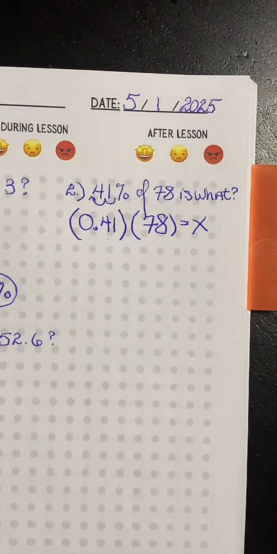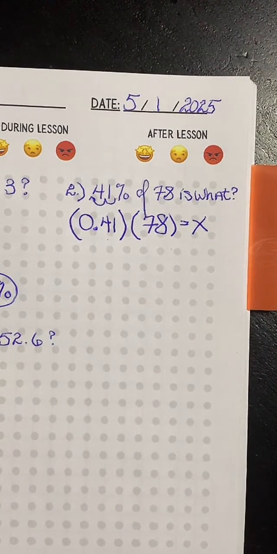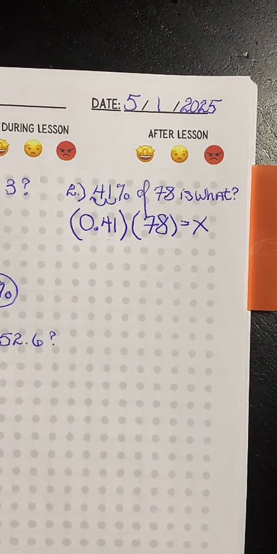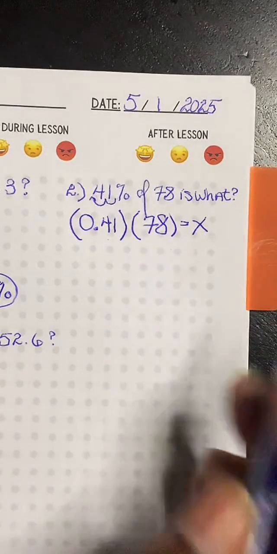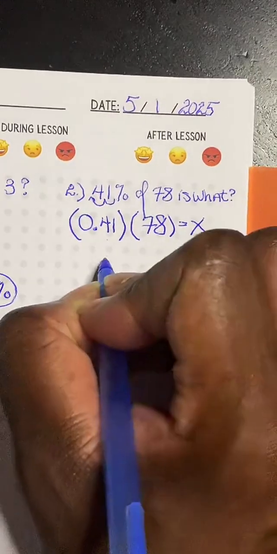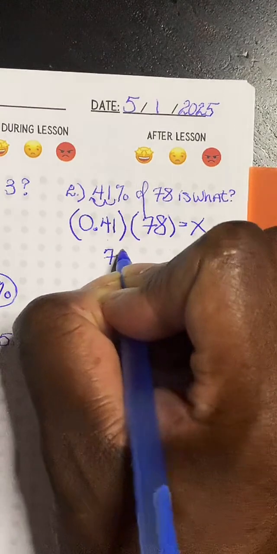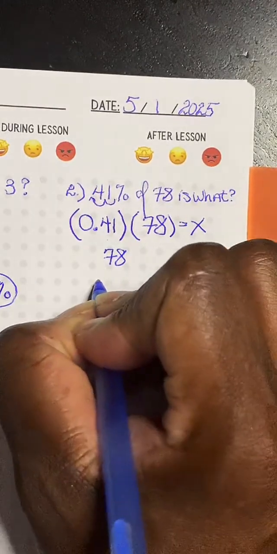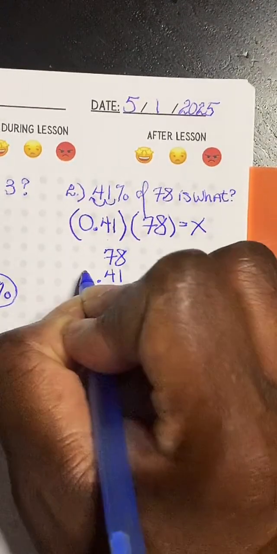Does "of" mean multiplication, that means so... Yes, because X does not mean multiplication anymore. X is your unknown variable. So now we have our 78 times our 0.41.